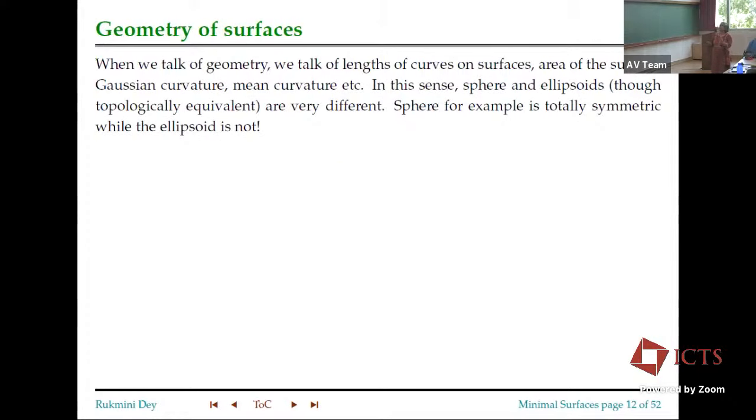Okay, now that was all about topology. Now, when we talk about geometry, we talk of lengths of curves on surfaces, area of surface, Gaussian curvature, mean curvature, etc. In this sense, the sphere and ellipsoids, though they are topologically equivalent, are very different. The sphere, for example, is totally symmetric, while the ellipsoid is not, right? So you can see that geometry distinguishes between the sphere and the ellipsoid, which were topologically the same, okay?